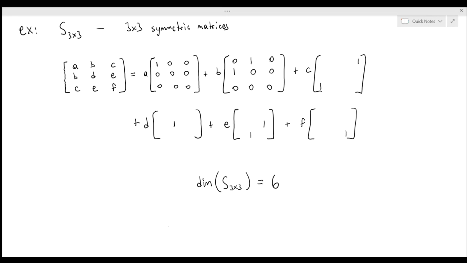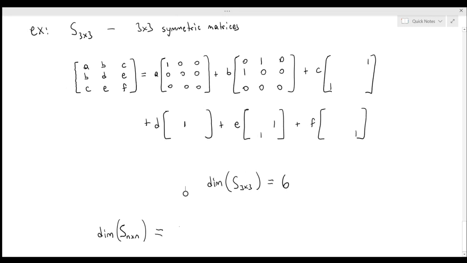If I generalize to n by n symmetric matrices, what would its dimension be? We can think about what the dimension would be by thinking about how many letters we would need to use to represent a generic n by n symmetric matrix. And if you think about it, it's the same as the number of letters we would need for an n by n upper triangular matrix.